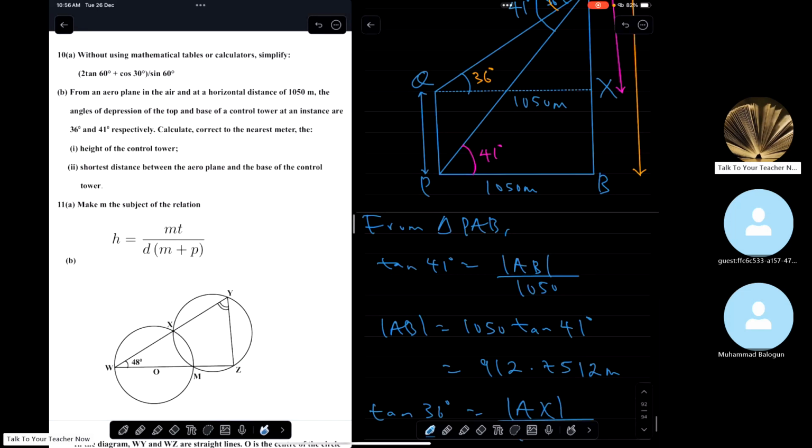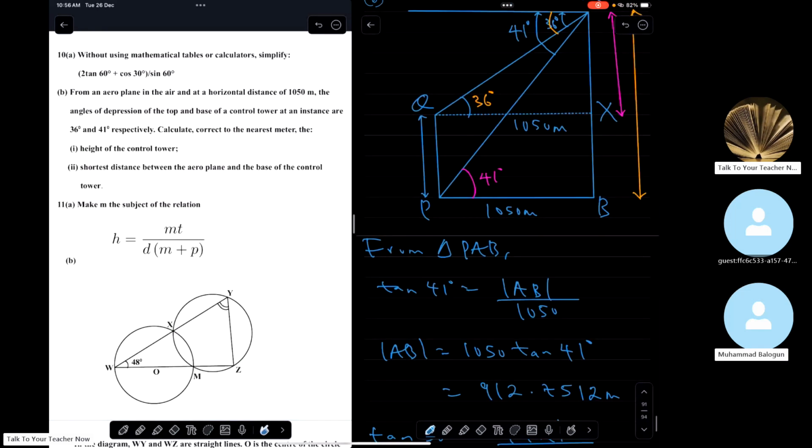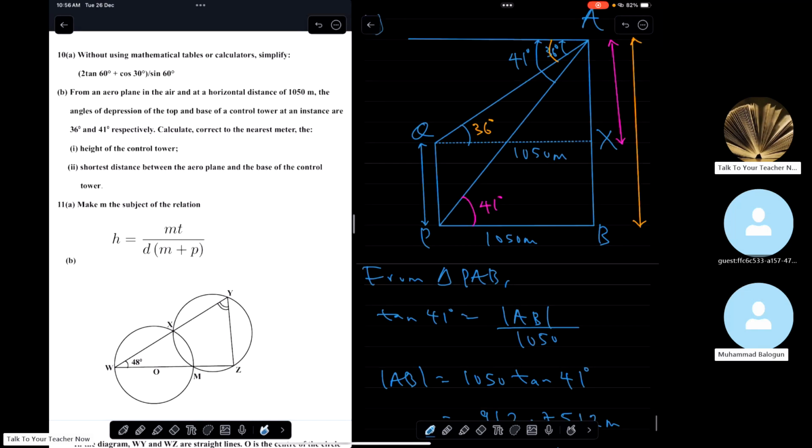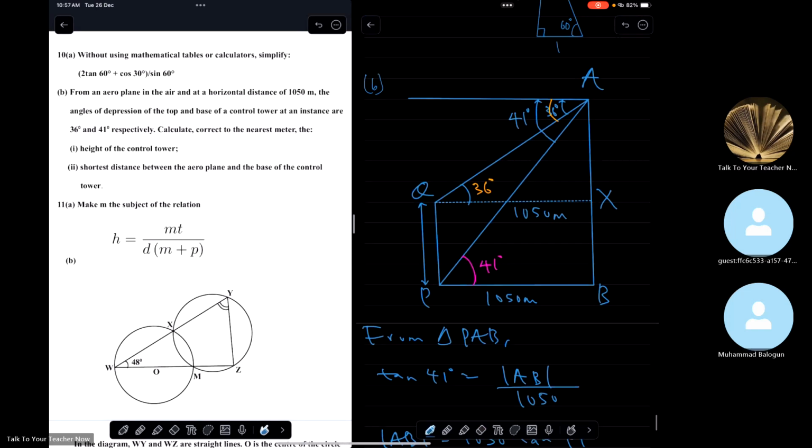Now let's go quickly. Copy that, Balogo. You should be writing as I'm writing and be asking questions. We're trying to be as fast as possible. If you want me to slow down, you tell me and I will. Now, the next question says the shortest distance between the aeroplane and the base of the controller. Ajara, what's the shortest distance between the aeroplane and the base of the controller? You can name it down. Which of the lanes represents the shortest distance between the aeroplane and the tower?